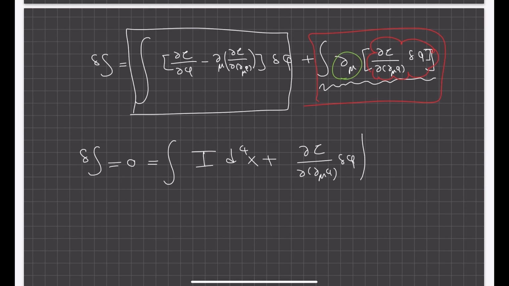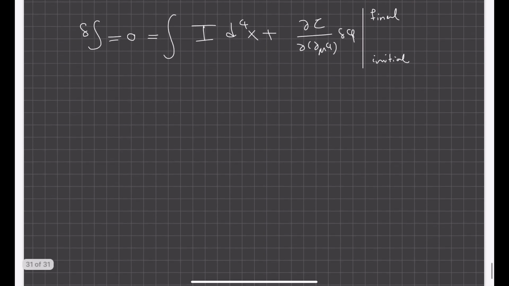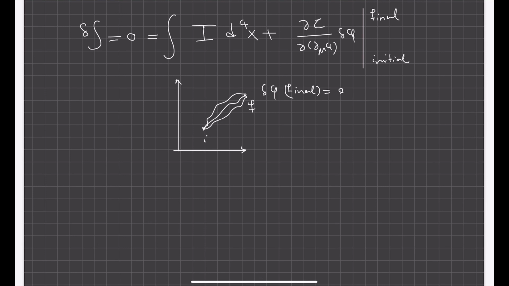And then what? I subtract the final from initial, right? And now we use this trick. The trick was any variation is 0 at the endpoints of the initial and final state. So for all of those deformations, delta phi at final is 0, delta phi at initial is 0. So this term is 0.